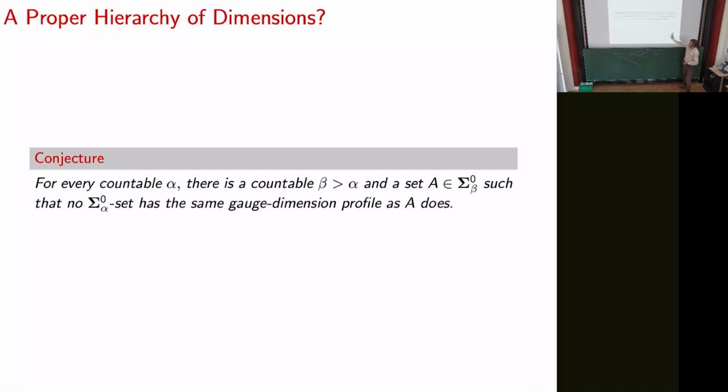Okay, so here's a conjecture. There's a difference. So here's a conjecture that says there's another way, a non-diagonal reason, not a diagonal argument, that could explain or establish the properness of the Borel hierarchy. Namely, for every countable alpha, conjecture, there is some countable beta bigger than alpha, and a set that is at the beta'th level of the Borel hierarchy, and its gauge diminishing profile is new. It's not represented by any Σ alpha set.